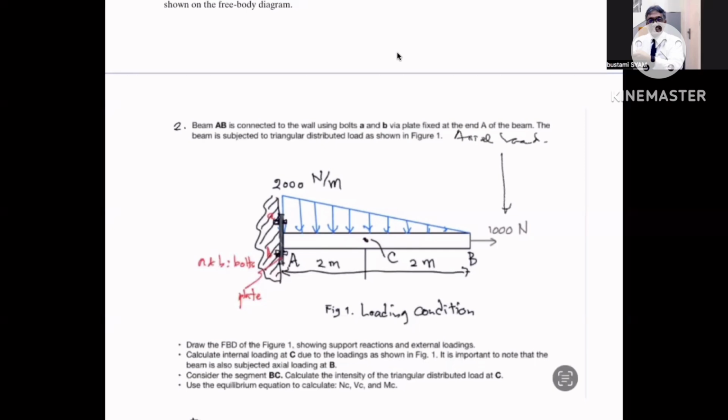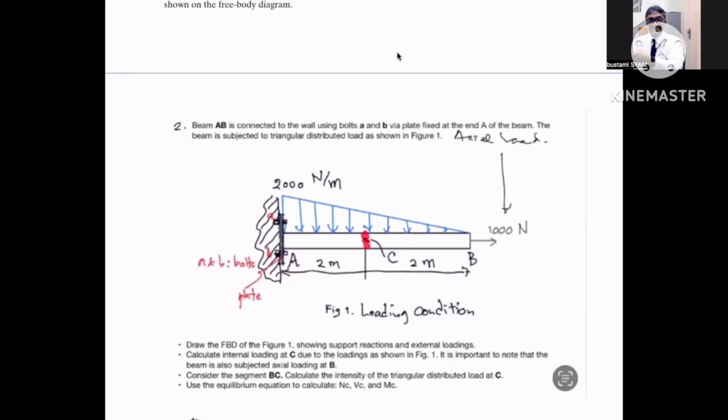And then draw the free body diagram of the figure 1. We have to draw the free body diagram showing all the forces acting on the beam. Not only forces disturbance, but also the reaction due to the loading. Okay, and then calculate internal loading at C.